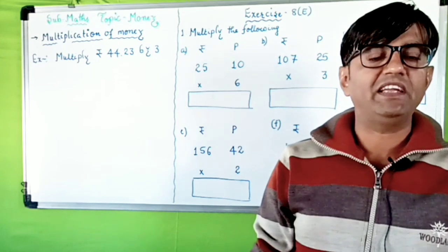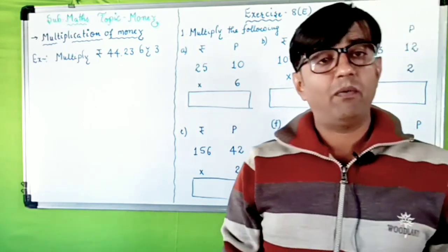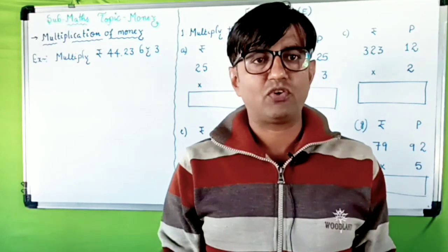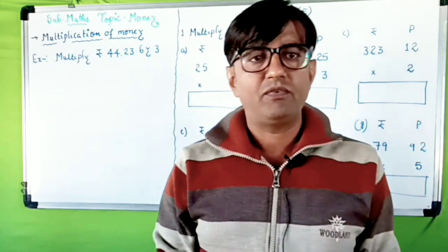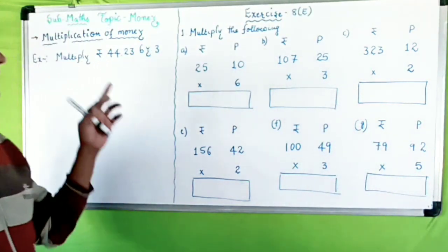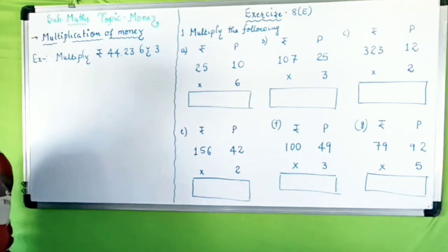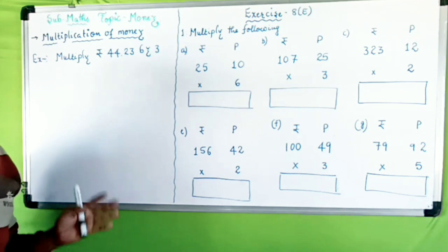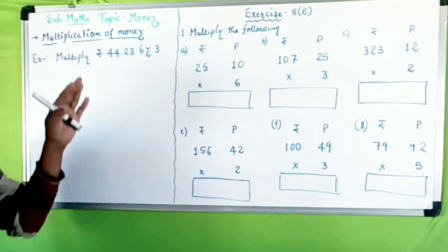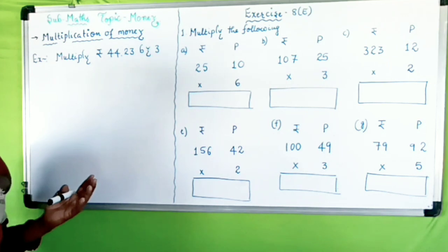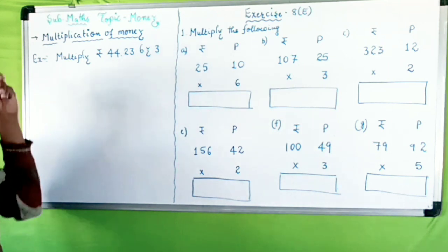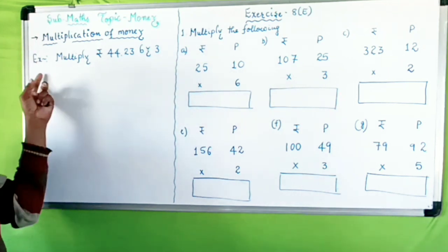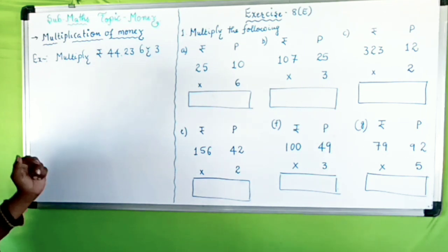Children, we are learning the money chapter. We have learned addition of money and subtraction of money in our last classes. Today we are going to learn a new topic, that is multiplication of money. We have learned ordinary multiplication, and this is similar, only rupees and paise are here. We will understand multiplication of money by solving one example, then we will solve the exercise.